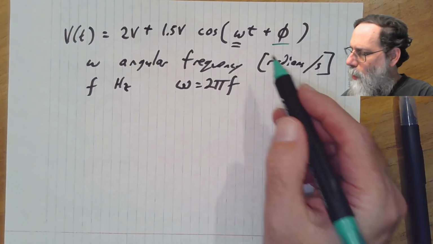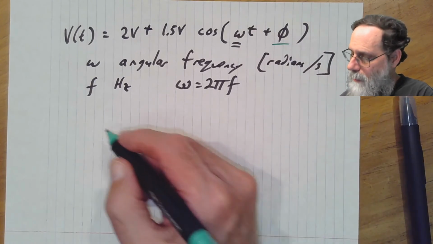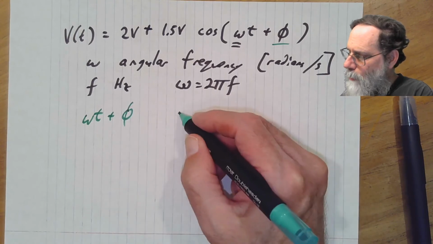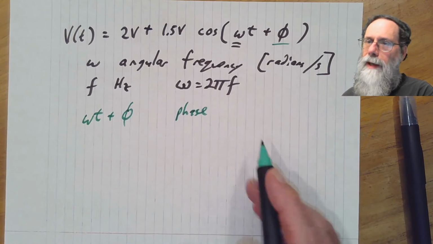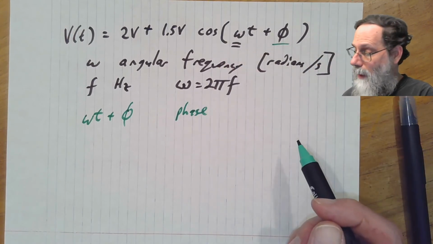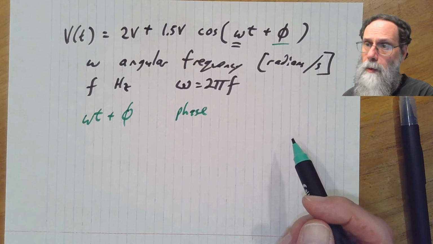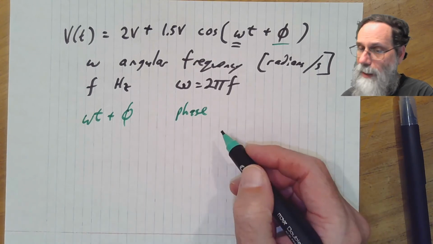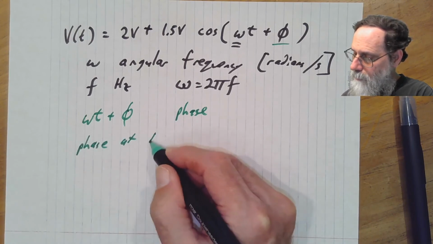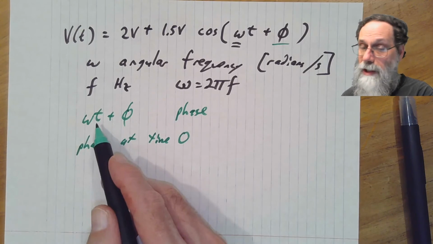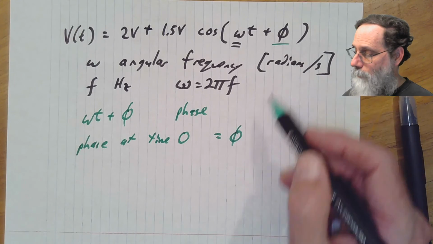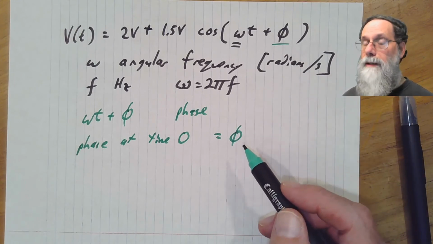Well, this whole thing here that's inside the cosine, the omega t plus phi, that's called the phase. And the phase is something that changes with time. It's what we take the cosine of here. Sometimes people will talk about the phase, though, as just the phase at time 0. So if we stick 0 in here, that's just going to be phi. So sometimes people will refer to phi as the phase, when what they mean is the phase at time 0.